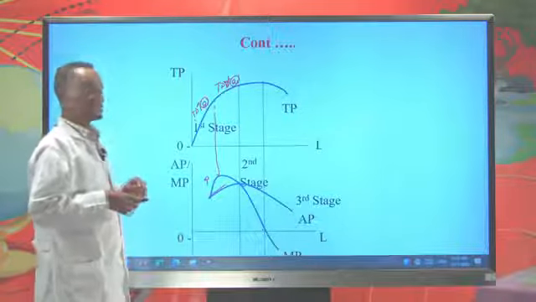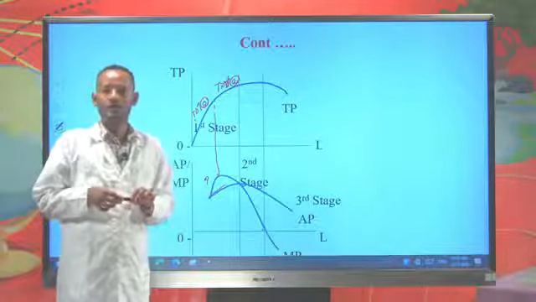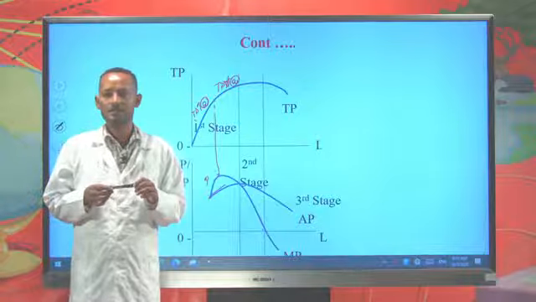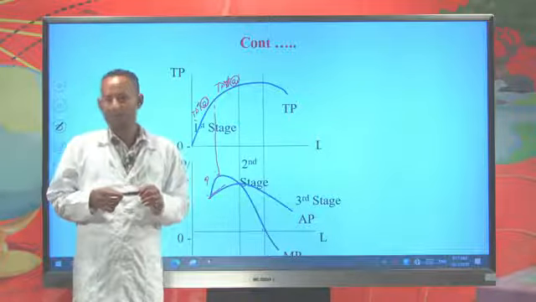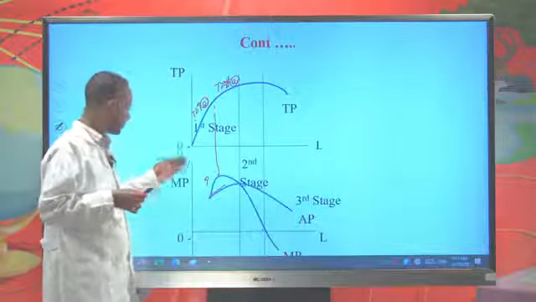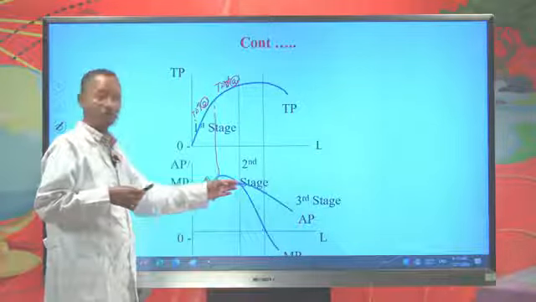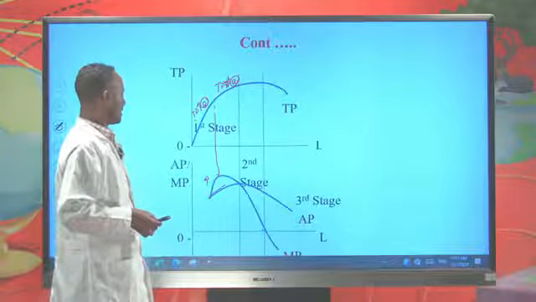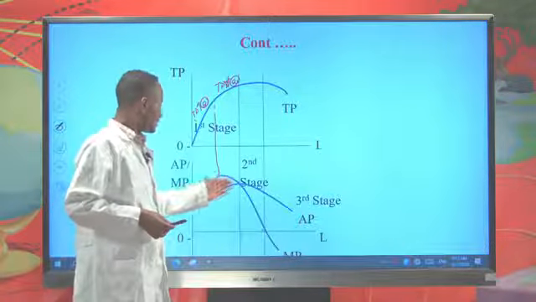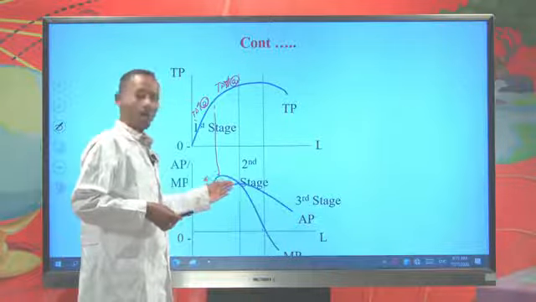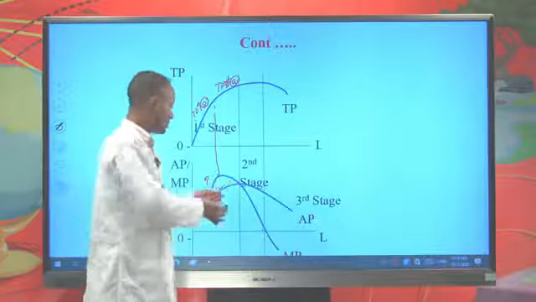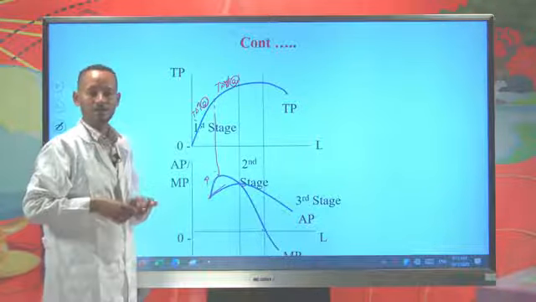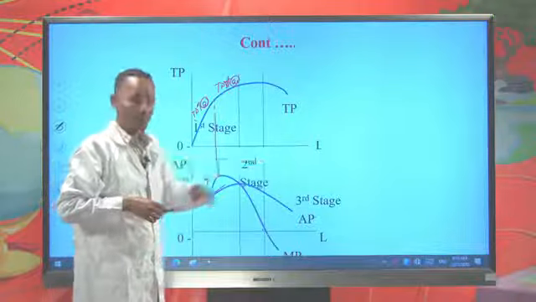Now, let's see the stages of production. There are three stages of production called the first stage, the second stage, and the third stage. The first stage of production starts from the origin to the point where AP equals the MP curve. The AP curve equals the MP curve at this point. The second stage starts from the point where AP equals MP, or AP is maximum, to the point where MP is 0 or TP is maximum. And the third stage is whenever TP declines or MP is negative.